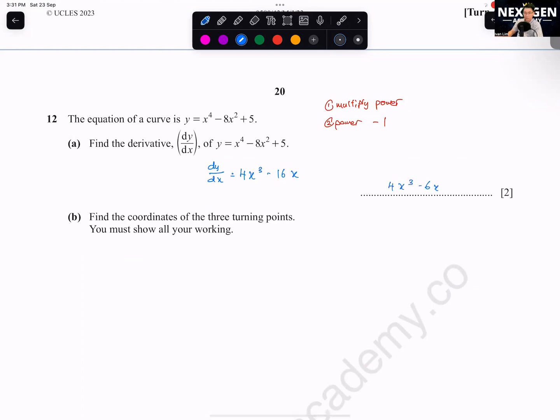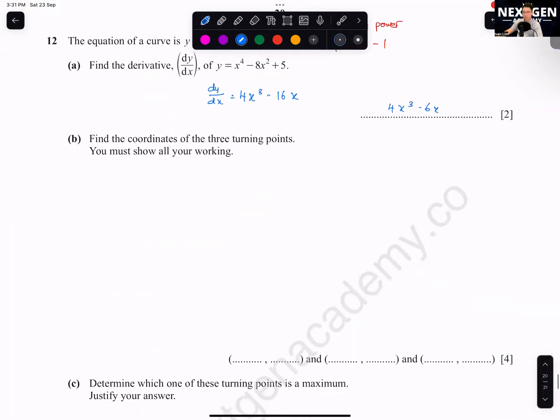Okay, I am predicting that differentiation will come out, because I've seen every single paper also will come out. Time flies so fast. Somehow this paper is so long. Okay, question B. Find the coordinates of the 3 turning points. You must show all your working.